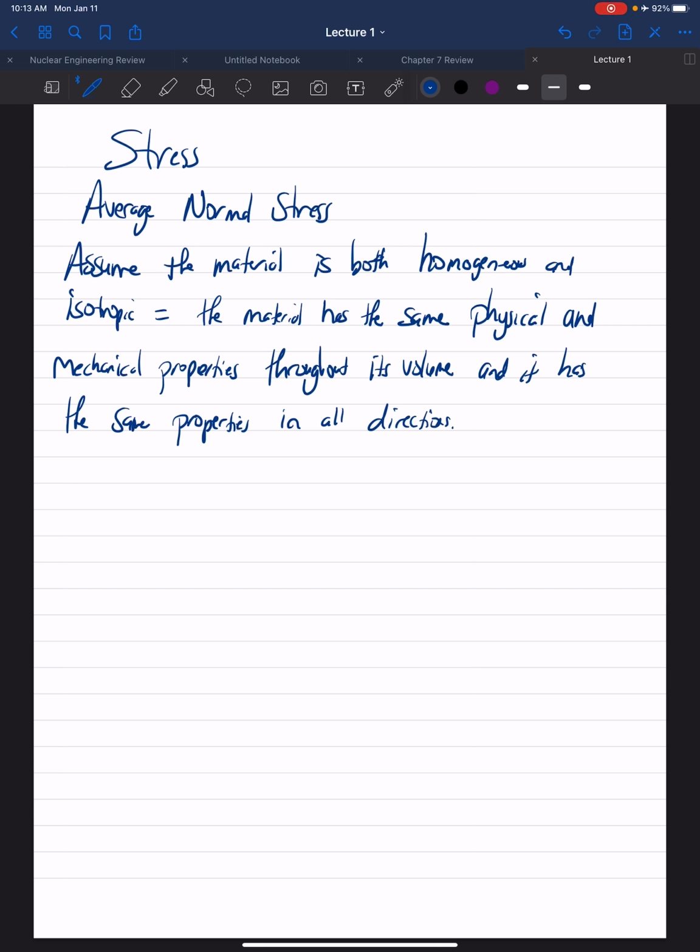A good example of this type of material is steel. Anisotropic materials would be like wood, which has different properties in different directions.